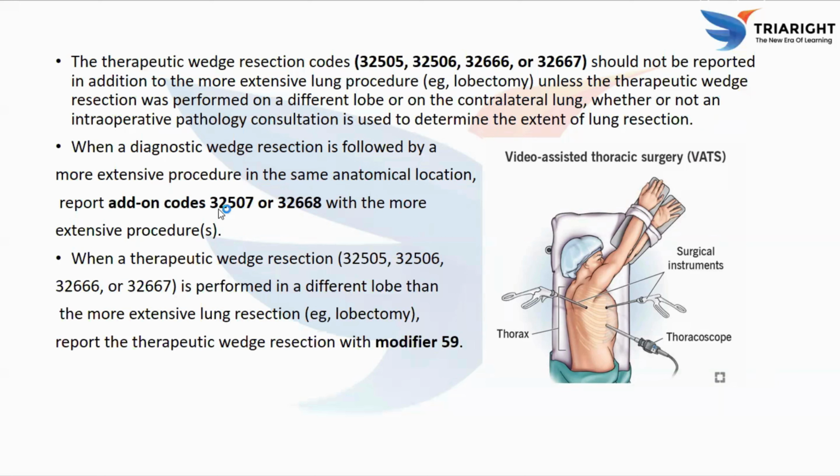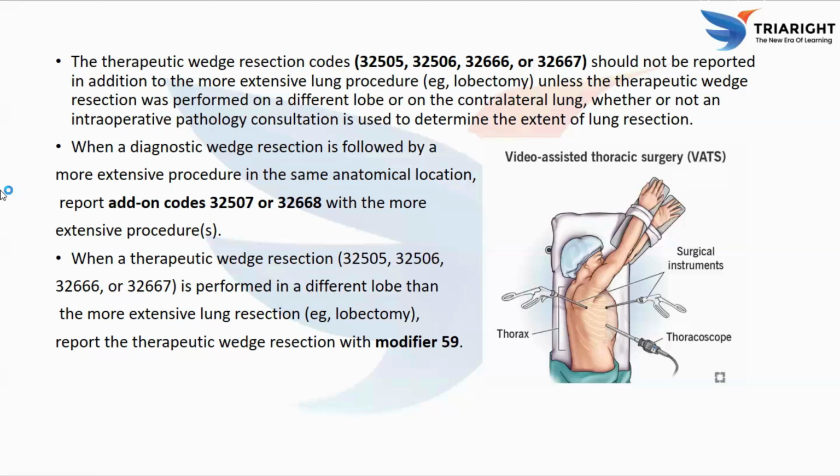And the exception is for a different lobe or the contralateral lobe. If the wedge resection is in a different lobe or in the contralateral lobe, it becomes a separate and distinct procedure. So report the therapeutic wedge resection and append modifier 59, so that the modifier tells the payer this wedge was not a part of the larger resection.